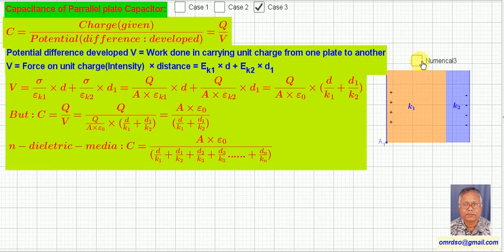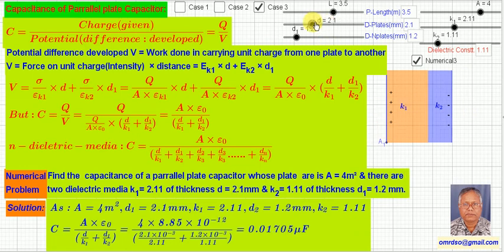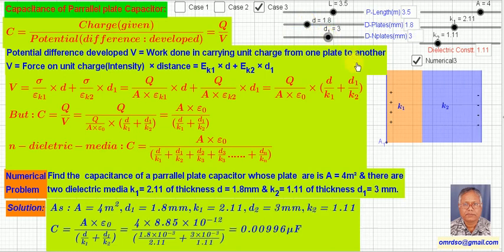Now let us do a numerical based on it. Here it is. As you see, D is 3, I mean the thickness of the first medium, I am reducing it to 1.8. I'm making the other as 3 mm. All right. Dielectric constant K1 here is 2.11. If you want, you can change it to 2.33, or 1.31, like that.